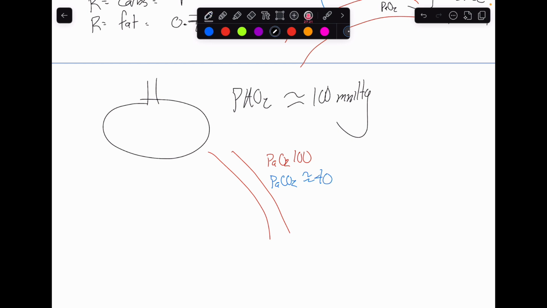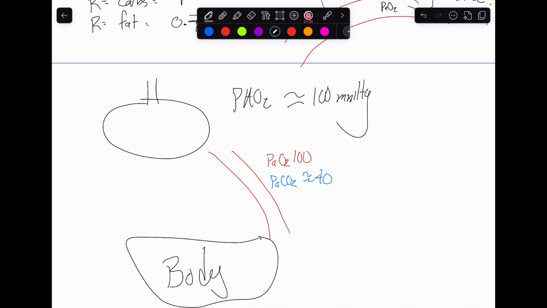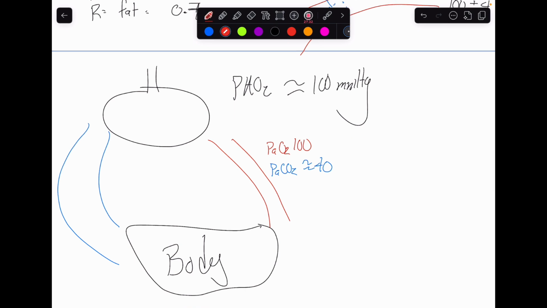The body's just a box, we're just giant sacks of water. So I'm going to draw it like that because I'm not very good at drawing people. Then we have PO2, about 40, and we'll talk about why that goes down so much. And then the venous PCO2 is approximately 44.